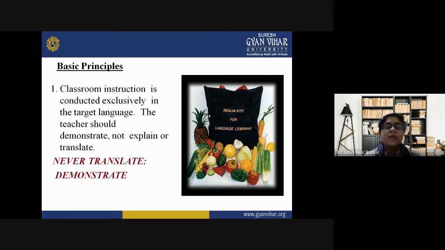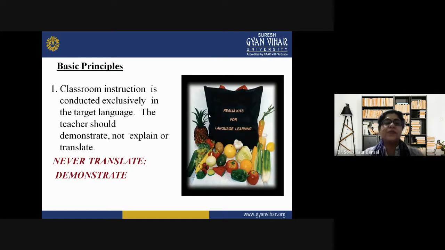Now, students, let's understand the basic principles of the direct method. What are the basic principles? Classroom instruction is conducted exclusively in the target language. So the teacher should demonstrate, not explain or translate. Never translate, you demonstrate. As you all know, students are the best followers of teachers. Whatever the teacher tells them, they follow it blindly. If you are teaching small children, you will see this example in more abundance in your classroom.